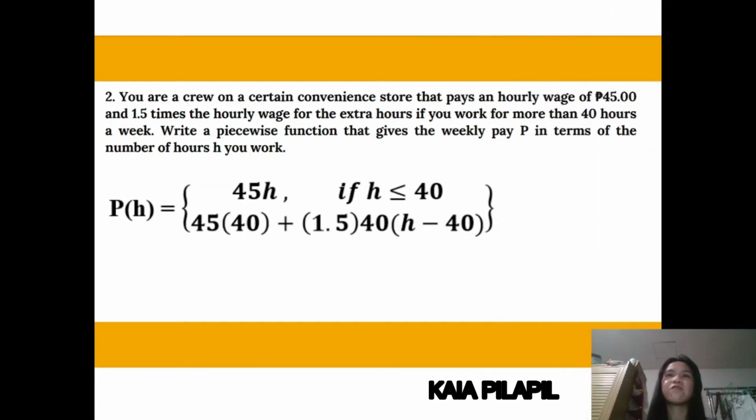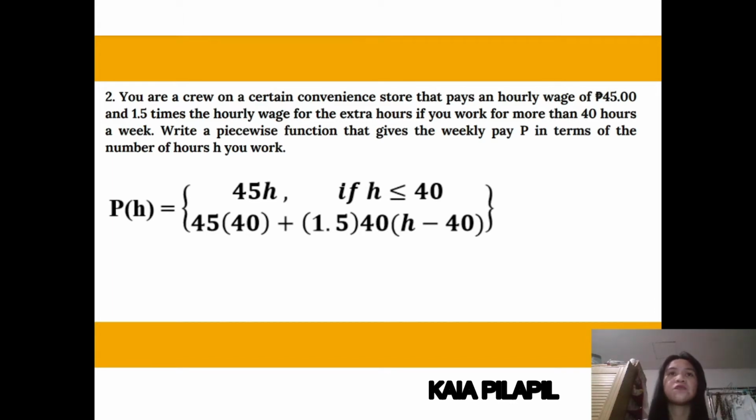So we have variables p and h, so pay per hour. If you work up to 40 hours in a week, the convenience store will pay you 45 pesos per hour, which is 45h, or 45 times the number of hours you work. That is, if the number of hours you work, h, is less than or equal to 40.